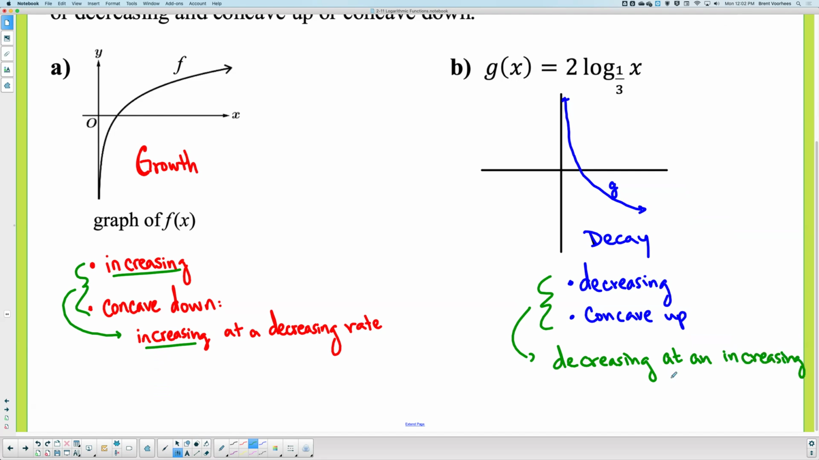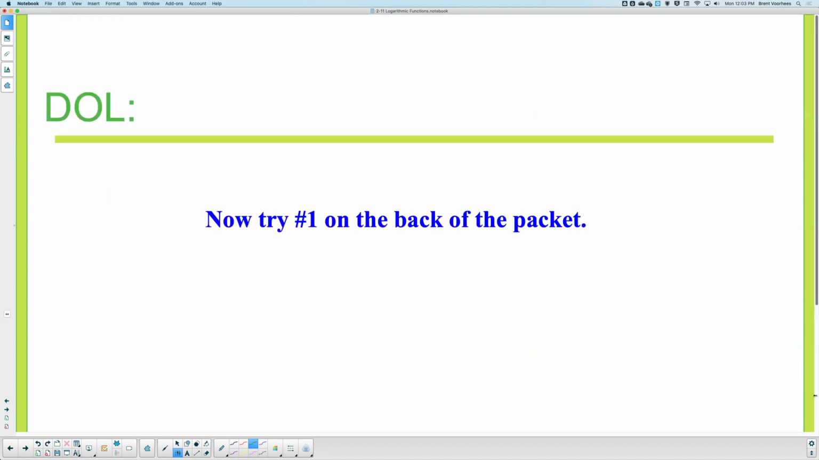Now, why I'm writing it this way, you're about to see on number 1. I want you to go to the back of your packet, and I want you to try DOL number 1 on the back. So go try DOL number 1 on the back of your packet now.